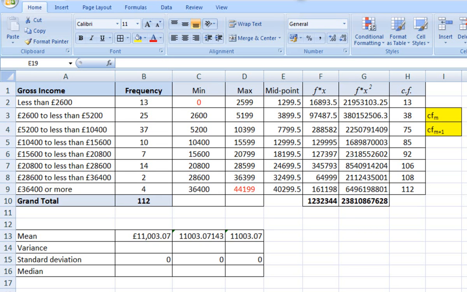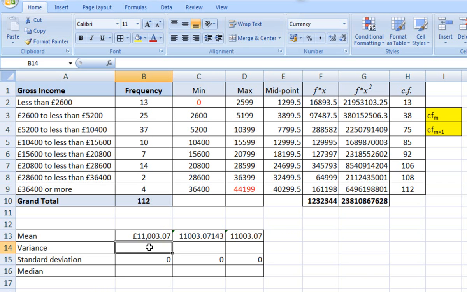In this video we're going to learn how to estimate the rest of the descriptive statistics for group data. Let's start with the variance, because that would lead us into the standard deviation. The variance is effectively the sum of the fx squared, which is this column here, divided by the sum of the frequencies, which is this column here, minus the mean squared, which we already calculated.